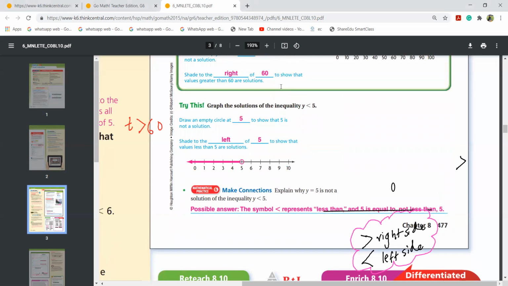Draw an empty circle at 5. It shows y less than 5. Very simple. When it is less than 5, it means the numbers are 4, 3, 2, and you have to go to the left side. Simple. When it is less than, you have to go to the left side. And where will you go? You'll go till the end. It can be -8, -3, infinite.